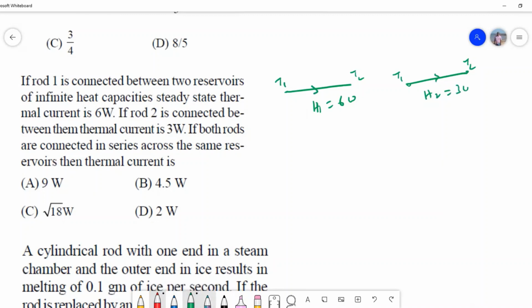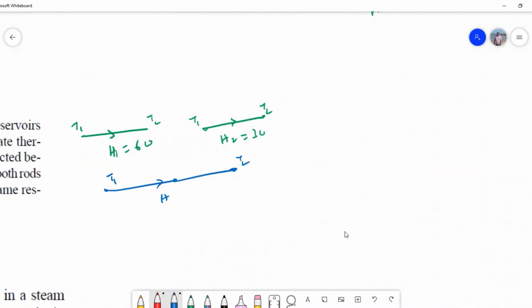Now, the question is, both of them are connected simultaneously between the same reservoirs. What is the heat current? This is what the question is asking. So just now I said the heat current is equal to dT upon R. So R is equal to dT upon H. So what is R1? dT by H1. What is H1? 6. What is R2? dT by H2. That is 3.